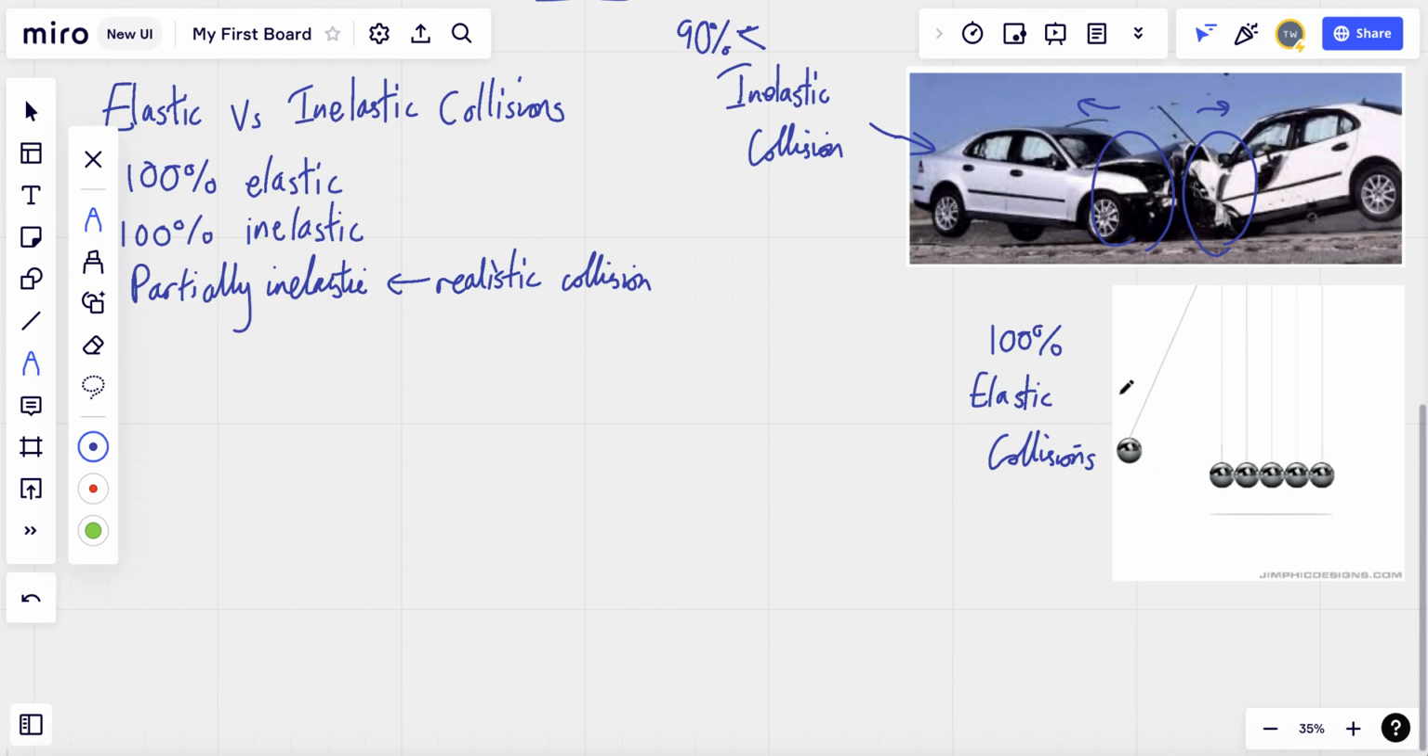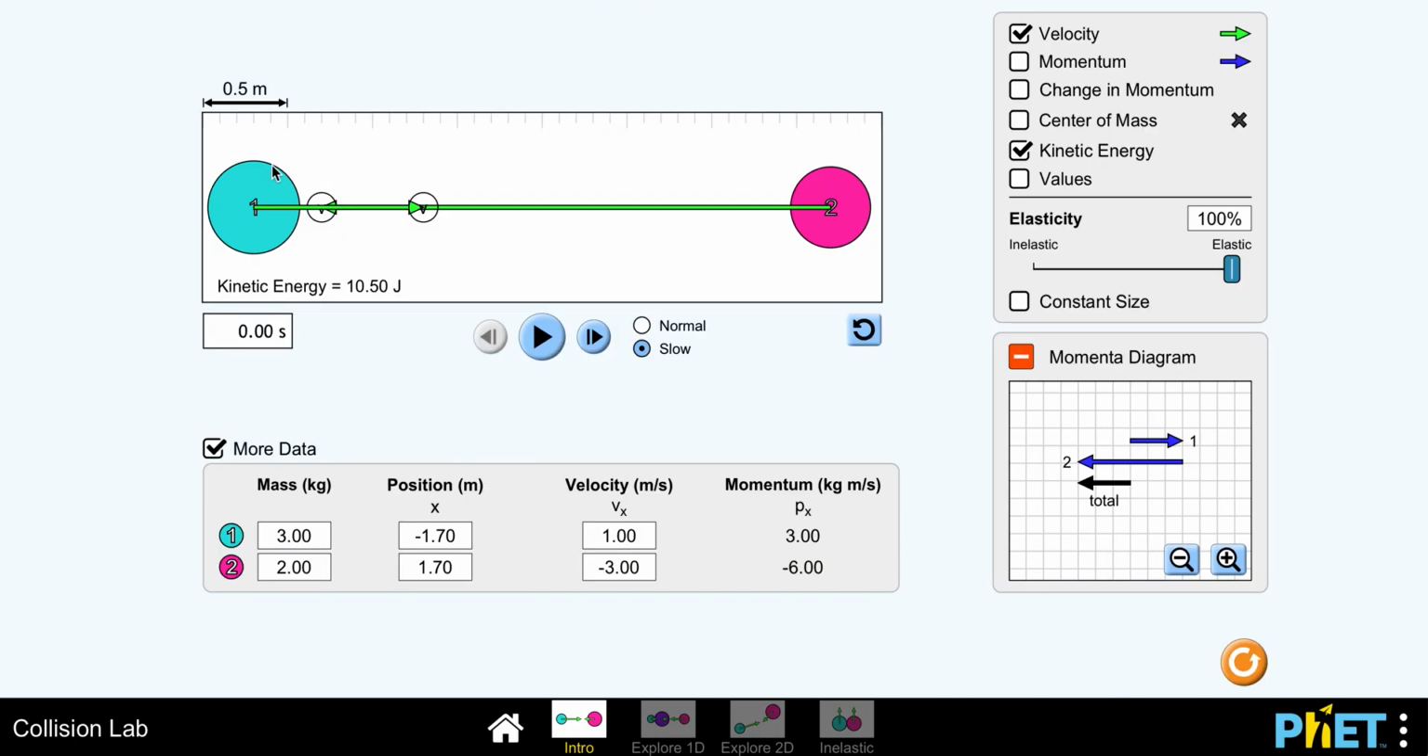That's an elastic collision. Let's have a look at what actually changes, because there's one major difference between the two. We'll look at a collision lab to see this. You can use this yourself; it's a really good simulation. I can change the elasticity on the right hand side. I'm going to go 100% elastic, because that's what we've been looking at so far, nice and straightforward.